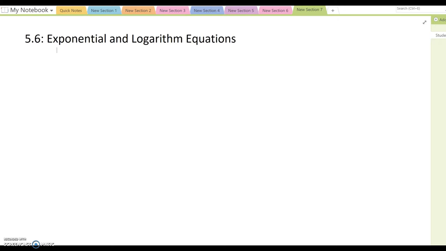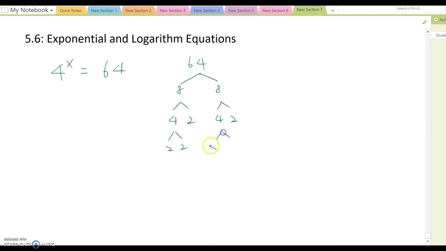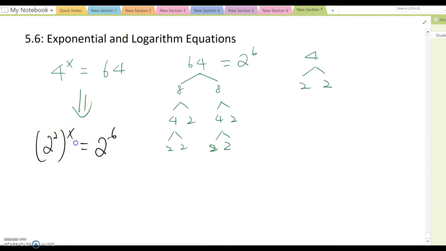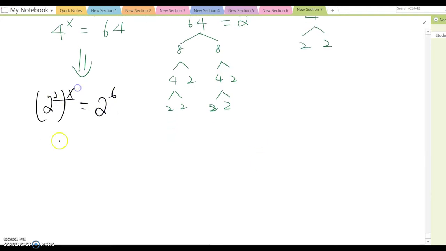If an equation is given this way, then it's easier to solve, such as 4 to the x power equal to 64. Because 64, you can just find the prime factorization. 8 times 8, and 4 times 2, and 4 times 2, and 2 times 2 and 2 times 2. So 64 means 2 to the 6th power, and 4 means 2 times 2. Therefore, this becomes 2 squared to the x equal to 2 to the 6th power. Using the property, 2 to the 2x equal to 2 to the 6.